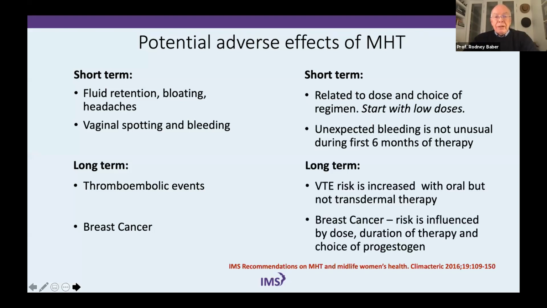The long-term side effects are, of course, the ones which we are most concerned about, and they include thromboembolic risk, which is increased with oral therapy, but not with transdermal therapy. And secondly, breast cancer. And breast cancer risk appears to be related to the dose of hormones used, the duration of such therapy, and the choice of progestogen, with increasing information showing us that natural progestogens are more safe for the breast than synthetic progestins.